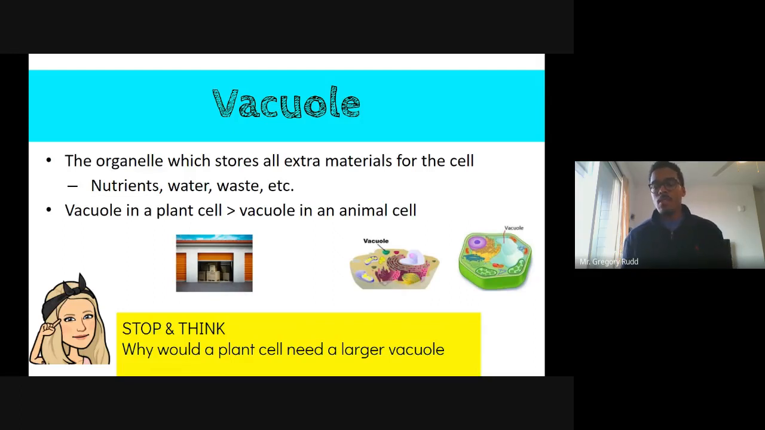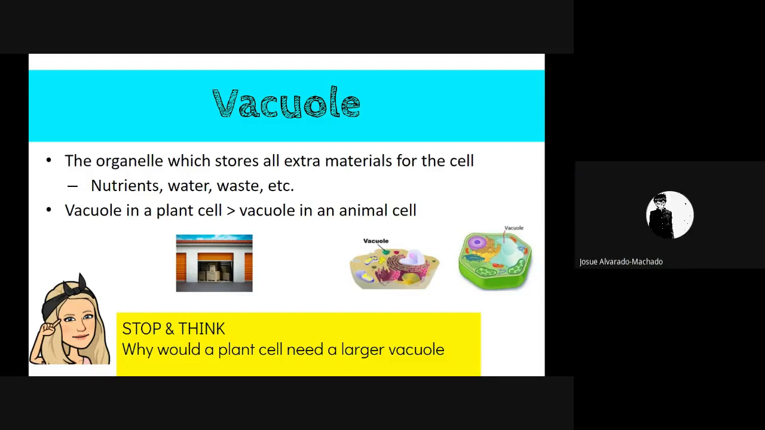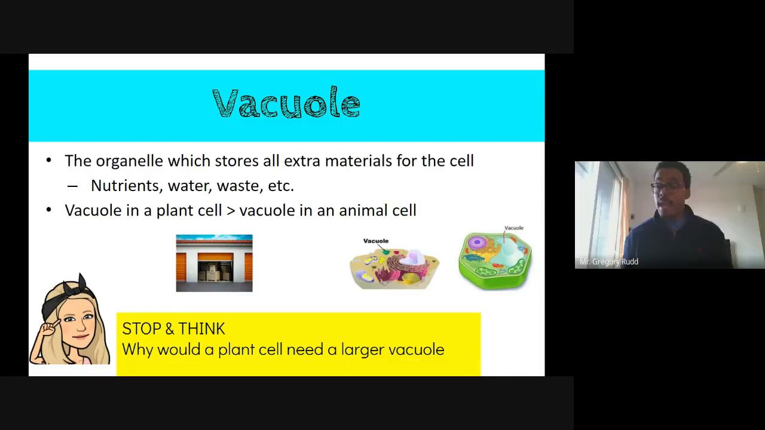Does anybody have any idea why that is? Why would the plant cell have a larger vacuole? What does a plant need to store? Creates its own food. Yeah, well, that's a good point too. Yeah, plants make their own food, so they need to be able to store those nutrients. What else does it need to store?